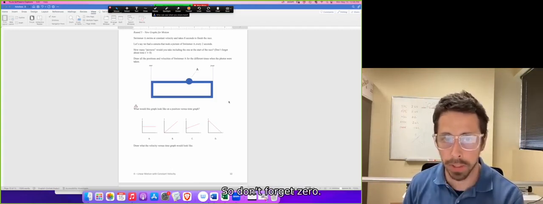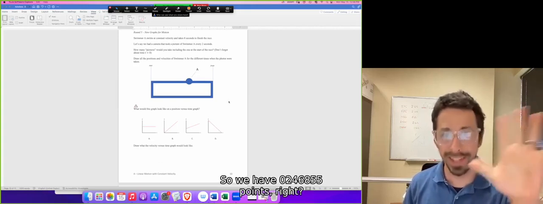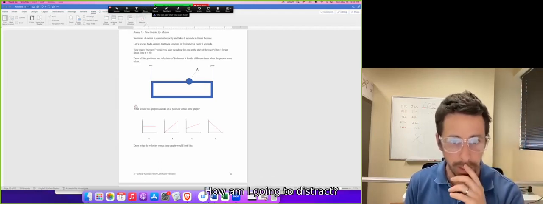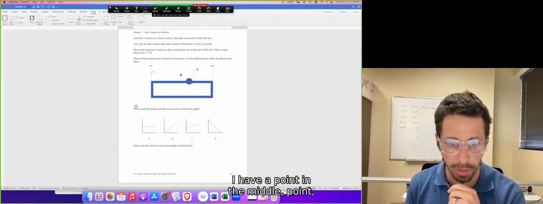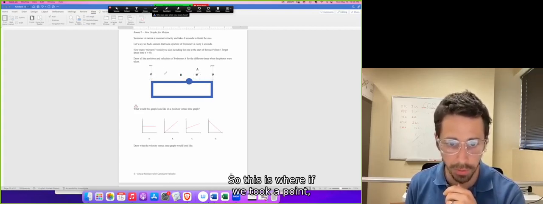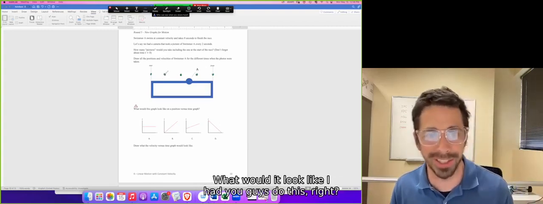8 seconds. So don't forget 0, so we have 0, 2, 4, 6, 8. 5 points, right? Let's see how many points. We have a point in the middle, point at the end. So if we took a point, we have something moving at constant velocity, what would it look like? I should have had you guys do this, right?